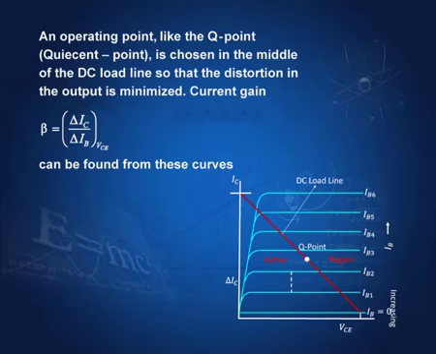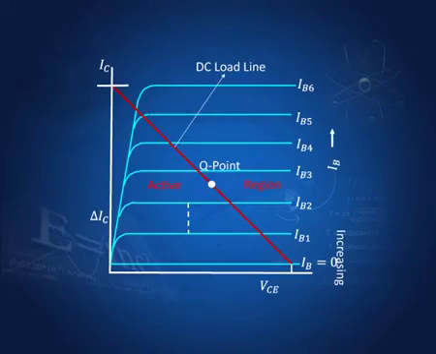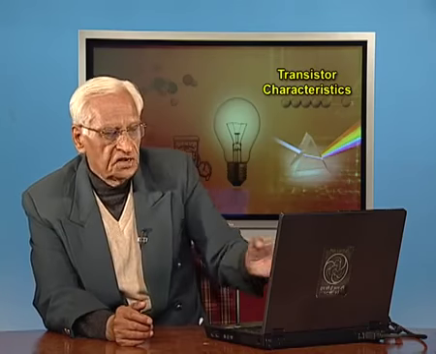This is the current gain, the ratio of how much change in the IB produces how much change in the IC. The change in the IC is much more than the change in IB, and this ratio is called beta, and this is called the current gain of the transistor.